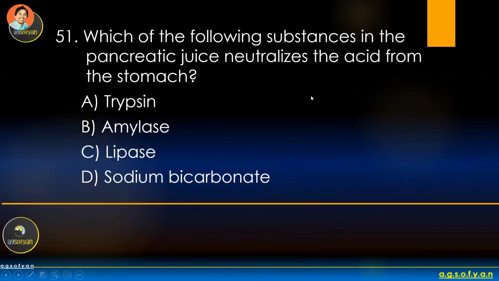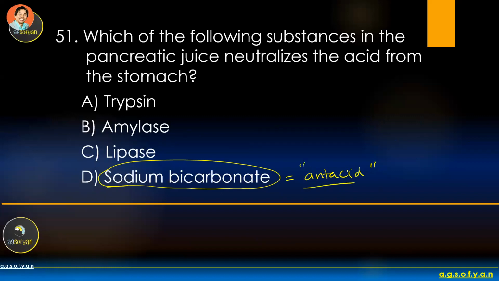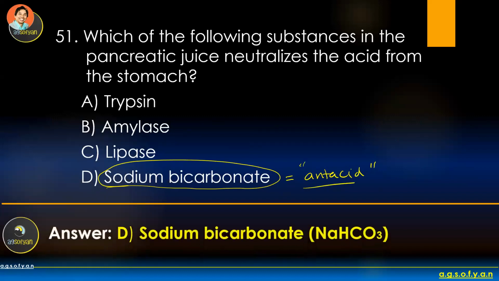Which of the following substances in the pancreatic juice neutralize the acid from the stomach? Already explained this one before. The substance is called sodium bicarbonate. That's the name of substance that has a function as natural antacid. Okay, it neutralizes acid from the stomach.